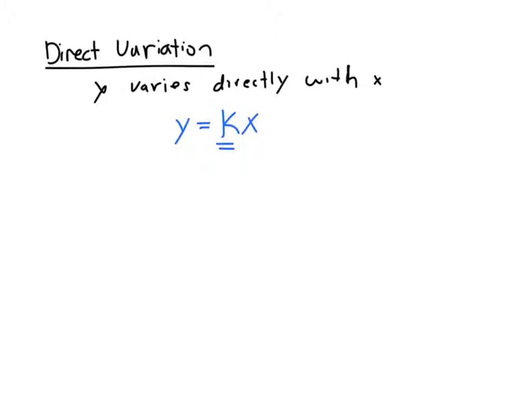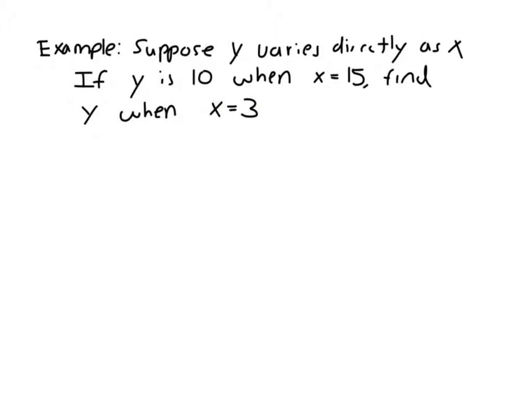So let's go ahead and do an example. Suppose y varies directly as x. If y equals 10 when x equals 15, find y when x equals 3. So let's go ahead. We'll write, y varies directly as x, so y equals k times x. I don't know what k is.